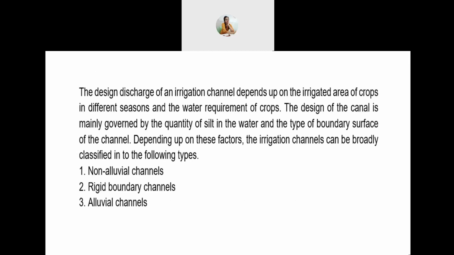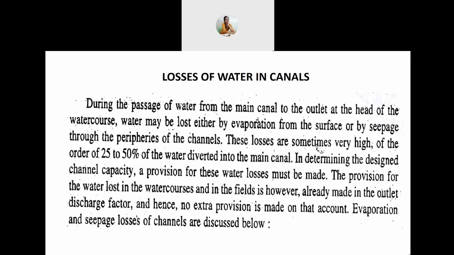Next, the design discharge of an irrigation channel depends upon the irrigated areas of crops in different seasons and the water requirement of crops. The design of the canal is mainly governed by the quantity of silt in the water and the type of boundary surface of the channel. Depending upon these factors, the irrigation channels can be broadly classified into the following three types. First one, non-alluvial channels, second one, rigid boundary channels, and third one is alluvial channels.